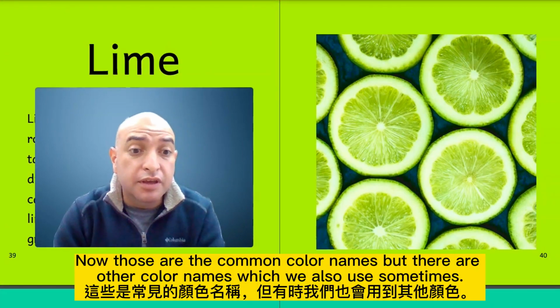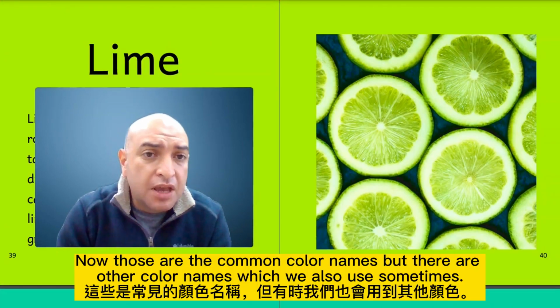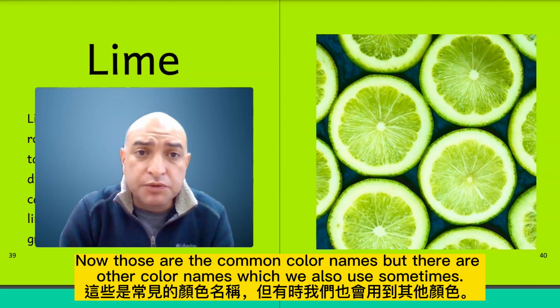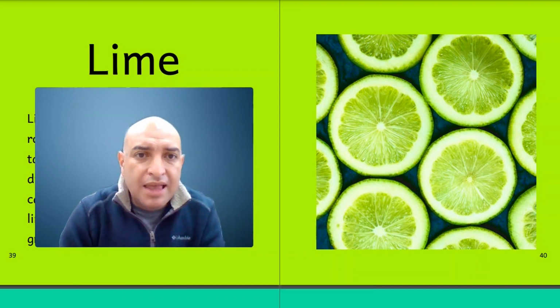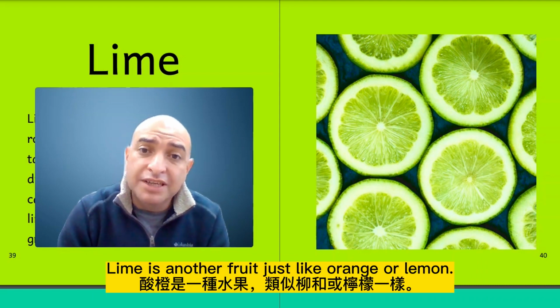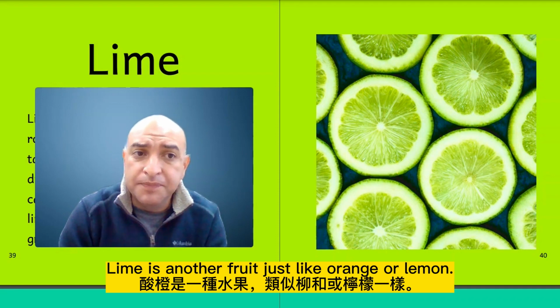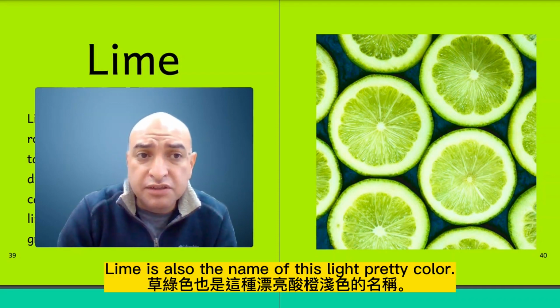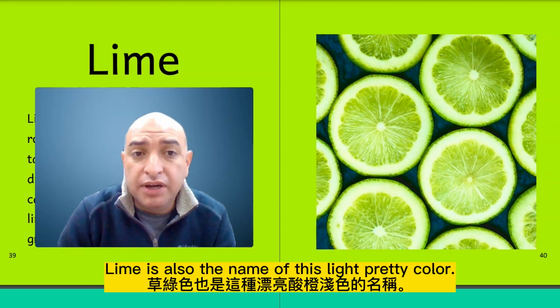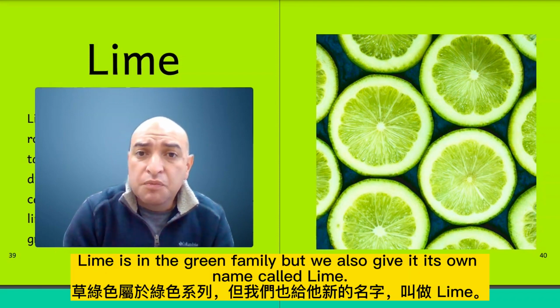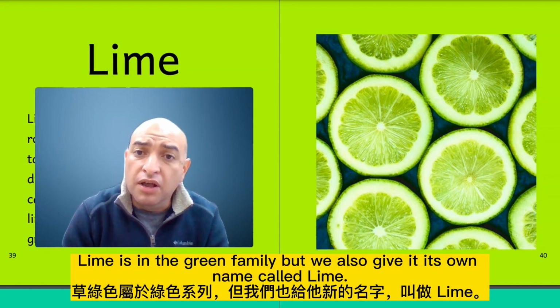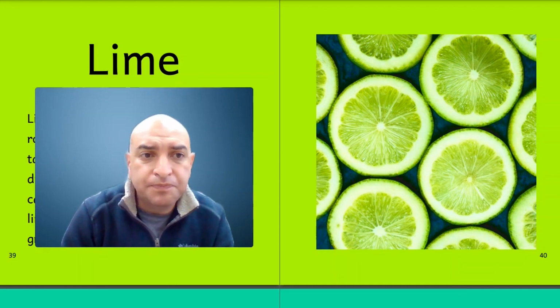Now those are the common color names, but there are other color names which we also use sometimes. For example, this is the color lime. Lime is another fruit just like orange or lemon. And lime is also the name of this light, pretty color. Now, lime is in the green family, but we also give it its own name called lime.